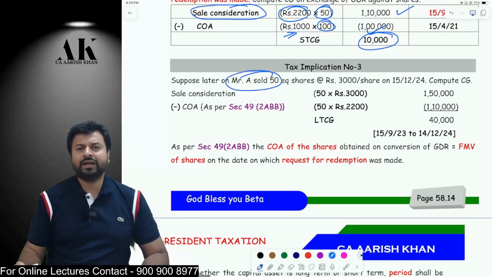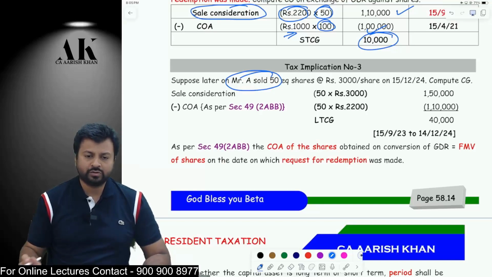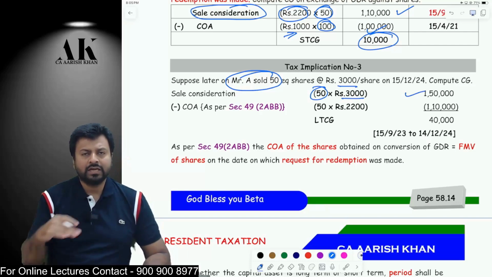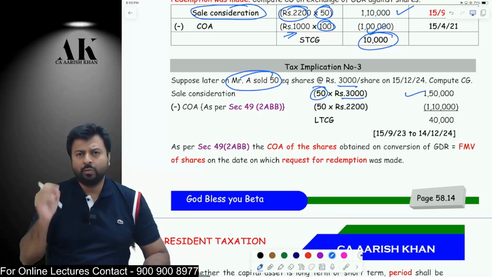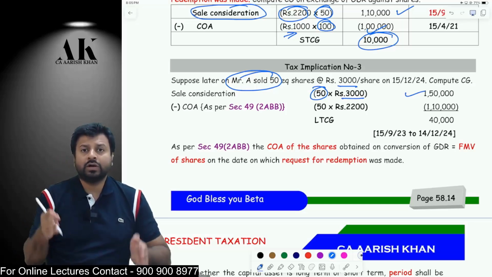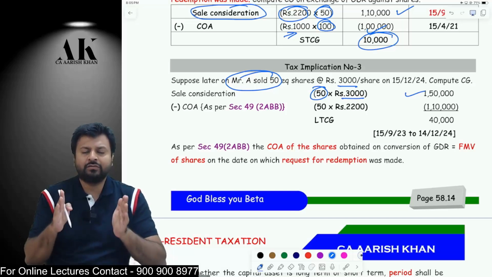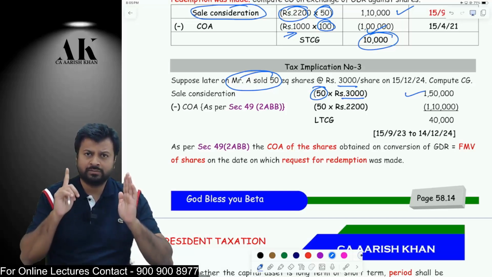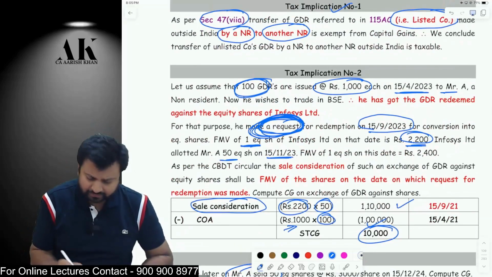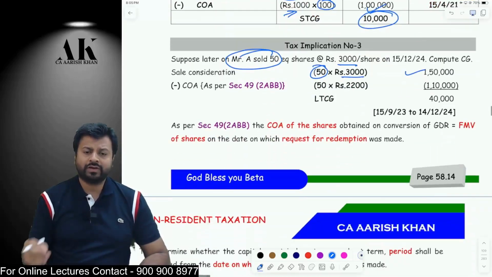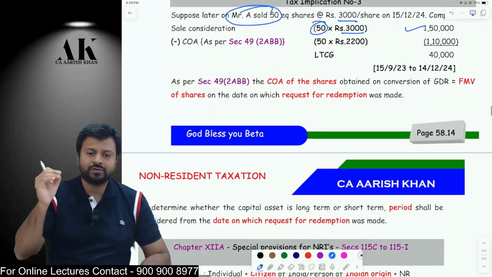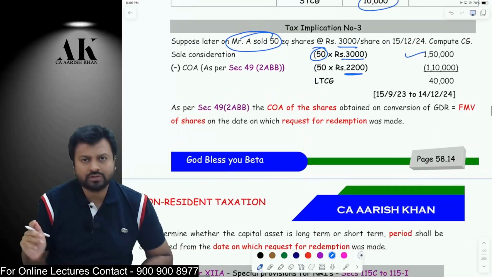Now whenever I sell these shares, I'll be liable for capital gains. Okay. Suppose I sell these 50 shares for 3,000 rupees. So I will be liable for capital gains. Now again, two questions will arise. Whenever you compute any capital gains, there are always two questions which arise. One, what is the period of holding? The law says that the period of holding will be counted from the date on which the request for redemption was made. And second, what will be the cost of acquisition of these shares? The cost of acquisition of these shares will also be the FMV on the date on which the request for redemption was made. That is, it will be 2,200 rupees.